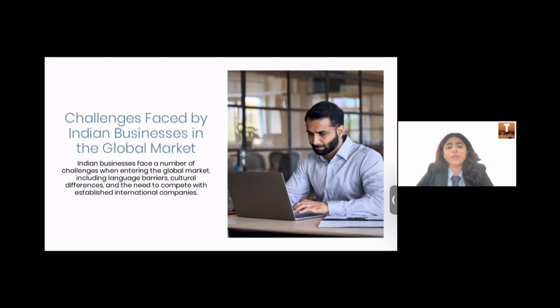So delivering products and services efficiently and on time can be a very major challenge, particularly in remote or underdeveloped regions. Indian businesses have to develop very robust logistics, and these robust logistic strategies have to ensure that their delivery is timely and very cost effective.